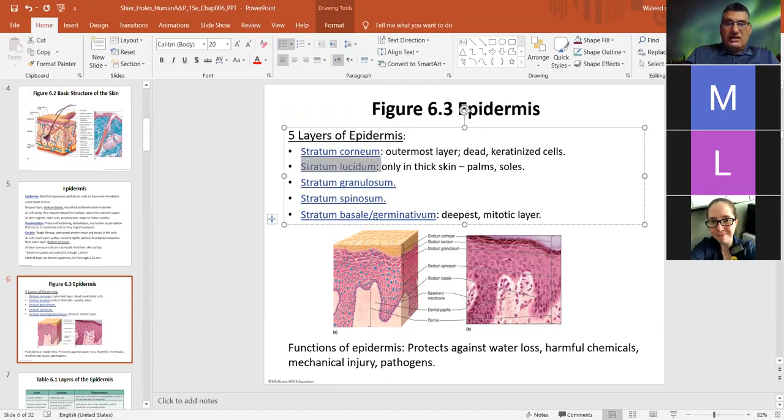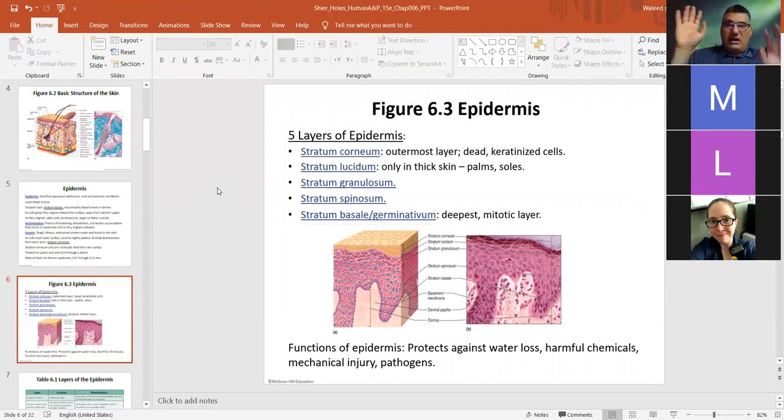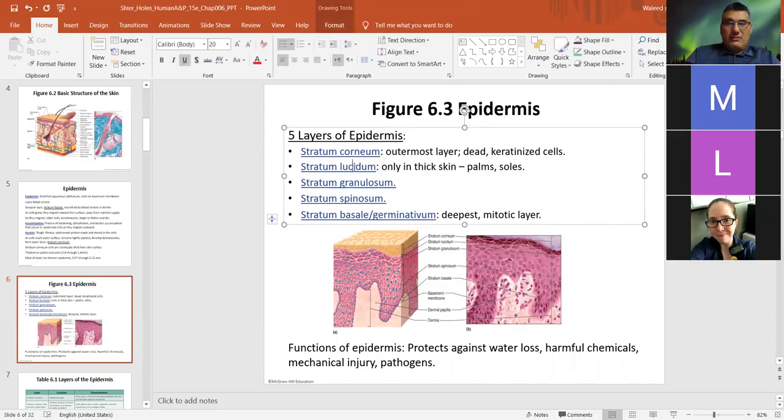This lucidum is the one that's missing in the thin skin. What's the thin skin? All the skin, minus palm and sole. Palm, thick skin, it contains 5 layers. The rest of the skin all over, it is the thin skin that contains only 4 layers. Which one is missing? Lucidum. What does lucidum mean? Lucid means transparent. It's actually transparent. They look at it and they found it transparent.